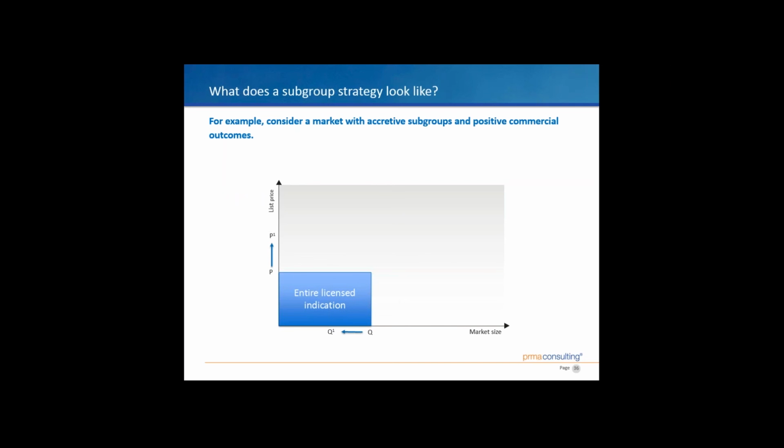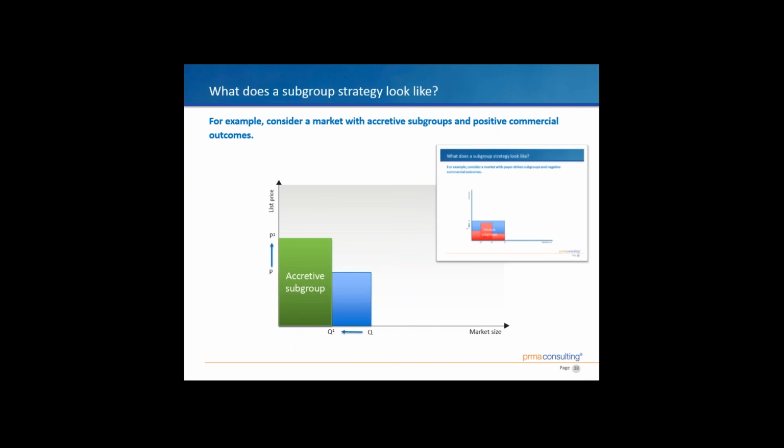So if we start with our same example from before, our entire licensed indication, except this time the manufacturer is the driver towards a smaller patient population at a higher price, i.e. a smaller patient population that has stronger evidence behind it, less uncertainty, less risk from the payer, or it could have more pronounced clinical benefit, more pronounced safety. There are quite a range of issues where this could arise.